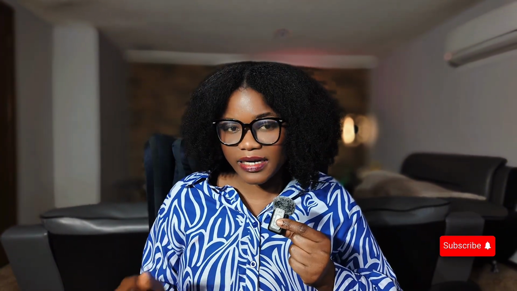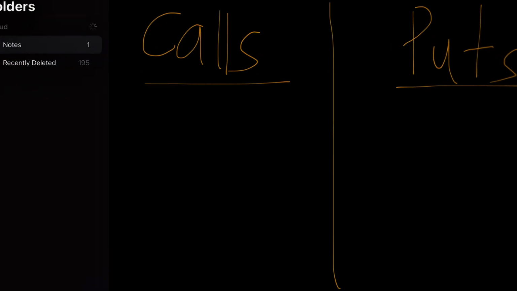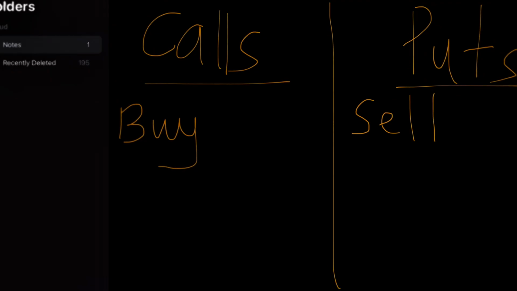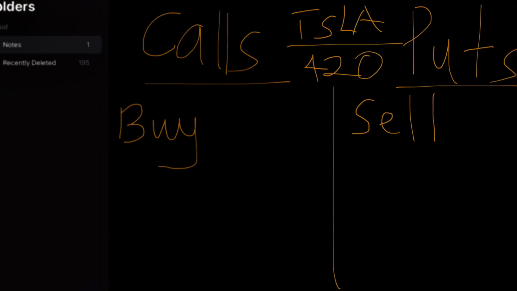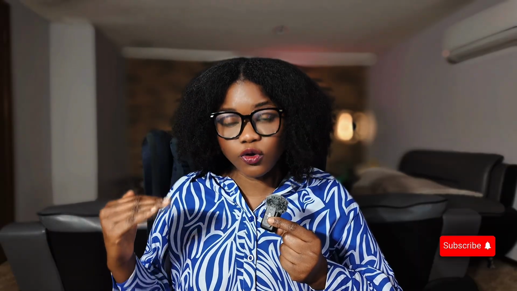We have two different types of options: calls and puts. With calls, we are given the right to buy, and with puts, we are given the right to sell. Let's use an example. We want to trade Tesla, and let's assume right now Tesla is trading at 420. When we are taking calls, we want the underlying asset, in this case Tesla, to go up in price. When we are taking puts, we want Tesla's price to go down.